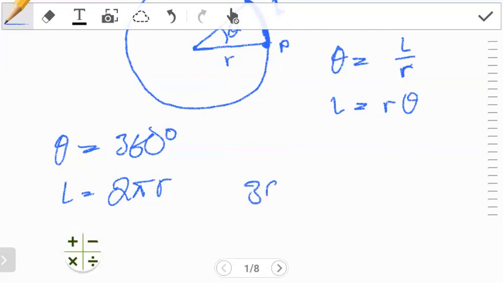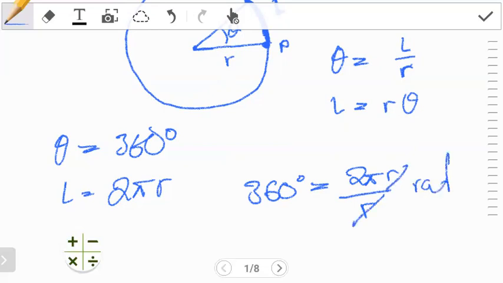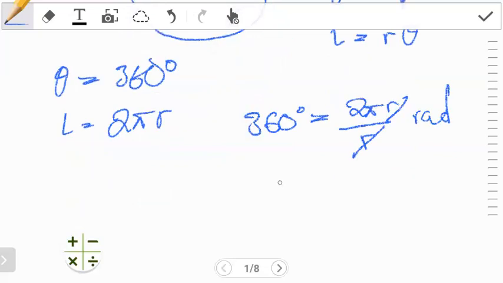Now, in terms of arc length, we're talking about 2 pi r. So the right-hand side is 2 pi r over radius r. So this r cancels with that r. So the answer, of course, is 2 pi. So now we use this relation to say 360 degrees is equivalent to 2 pi in rad. So this is what we'll always use when we want to convert.